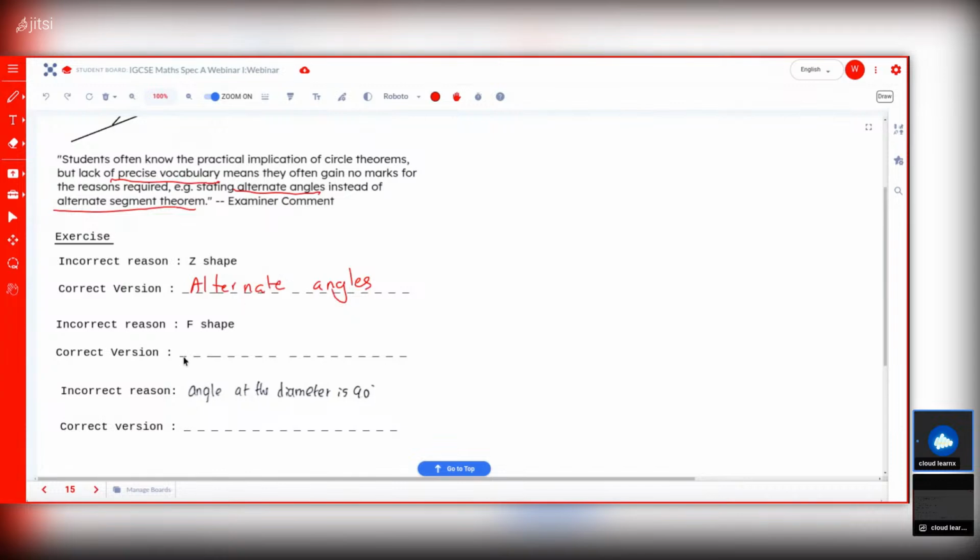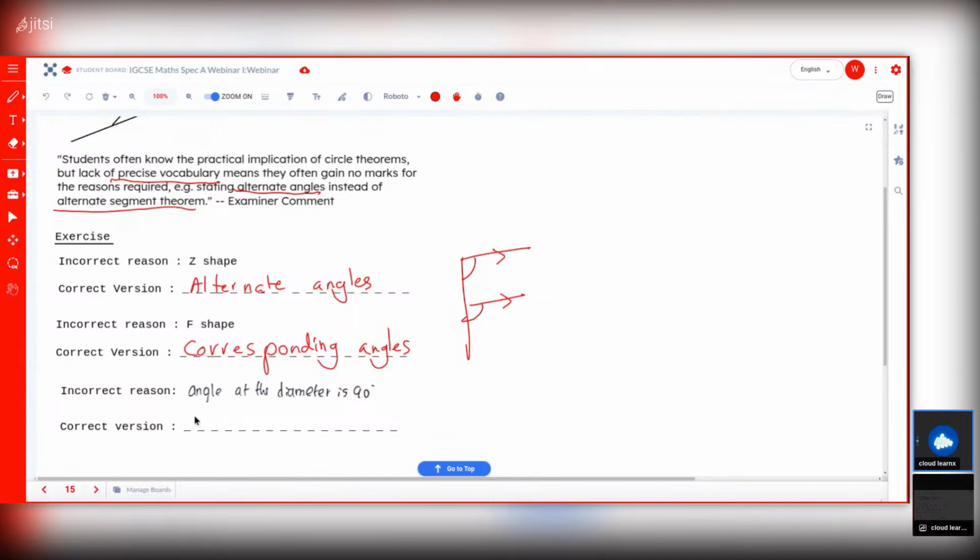F shape, again, what's that? Well, that's referring to probably these angles when they are parallel lines. So that's corresponding angles. And then angle at the diameter is 90. That's kind of here and there.